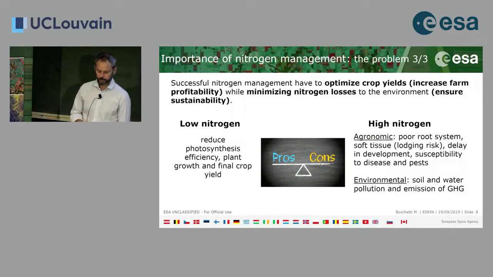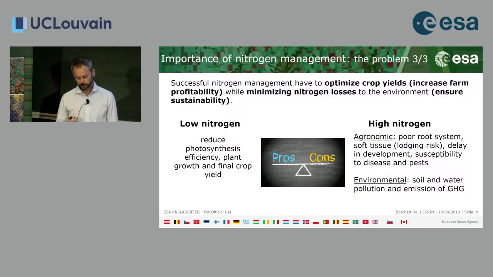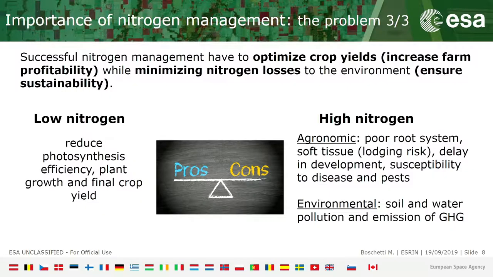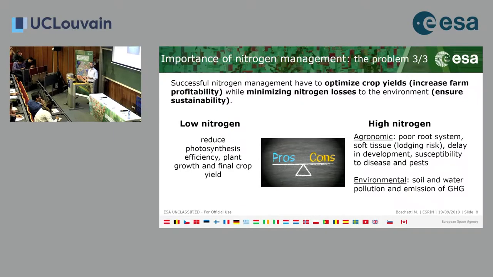To have a successful nitrogen management, we have to optimize the crop yield. So this is our topic, the farm profitability. But on the other hand, we have to take into account minimizing the nitrogen loss, to ensure environmental sustainability. So there is a balance that we have to strike, because low nitrogen input will produce low yield, so low production, so not an economically sustainable farming system.